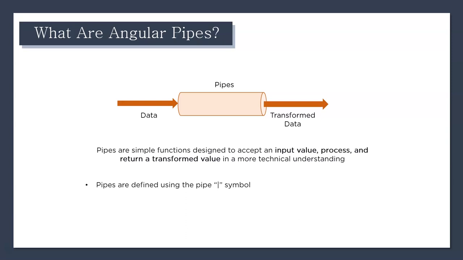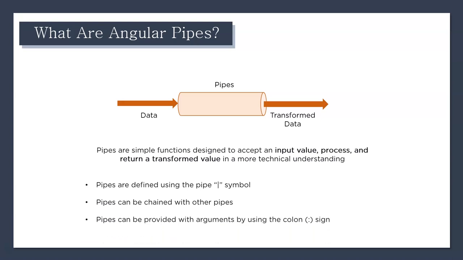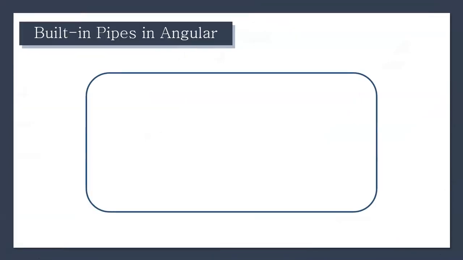Some key features of pipes include the following. That is, pipes are defined using the pipe symbol. Pipes can be chained with other pipes. And lastly, pipes can be provided with arguments by using the colon sign. So moving on, let's see how built-in pipes in Angular work.